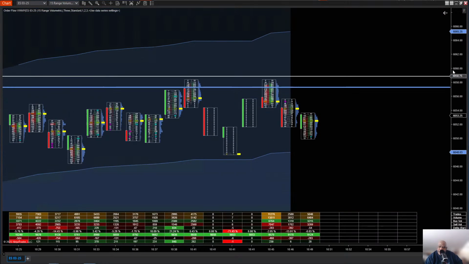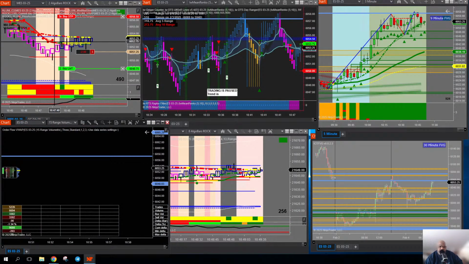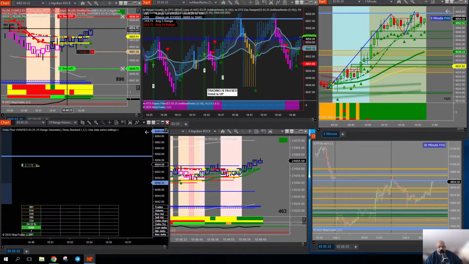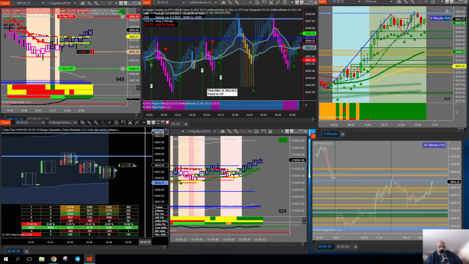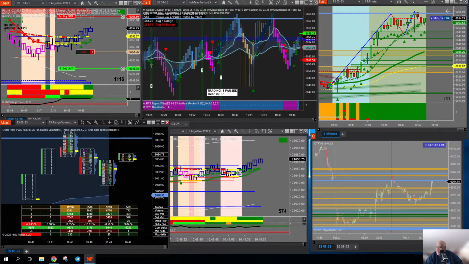Let's see if we can get some selling going on here. So far we took two trades, one winner, one loser. Let's see if that third one will be a winner. Looks like at the moment it's more in the loser category. So let's see.